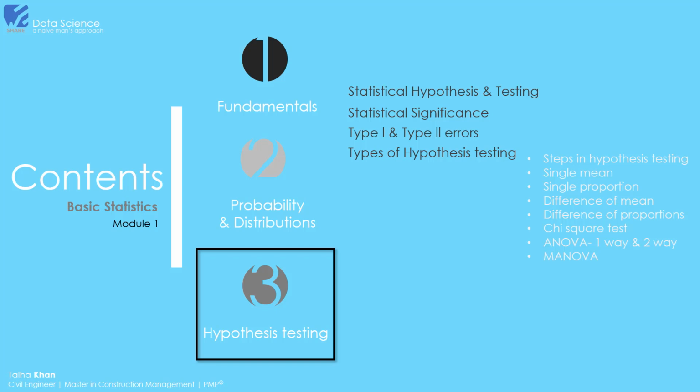After that, we'll see type 1 and type 2 errors, and then different types of hypothesis testing, in which we'll see what are the steps involved in hypothesis testing. Then we'll see hypothesis testing for single mean, then for single proportion, then difference of mean, then difference of proportion, then chi-square test and Anova test. So guys, as you can see, there's a lot to cover in this section. So let's start with our first topic now.